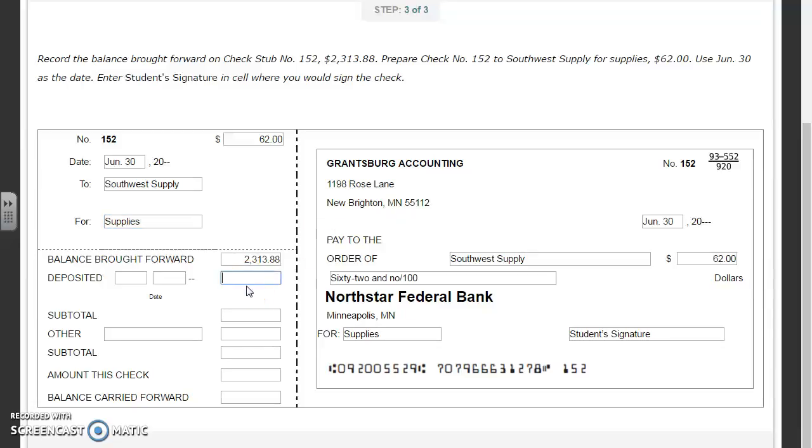All right, we don't have any amount to deposit. They didn't tell us to fill anything in. So we're just going to leave that blank. So 2313.88. We don't have any others to add in as well. So again, 2313.88. The amount of this check was $62. So what we're going to do here again is deduct that amount because, once it's taken out, it is taking away from the money that we have. So the grand total here is 2251.88. And that's it. Please go ahead and grade your problem.